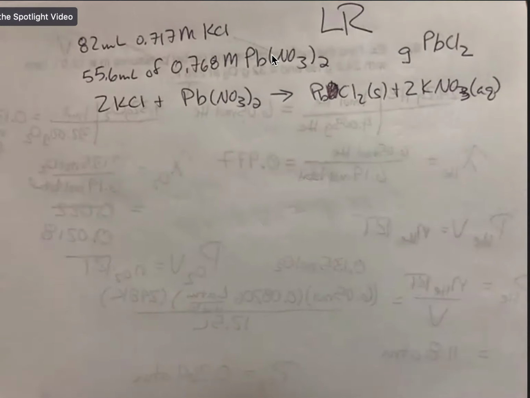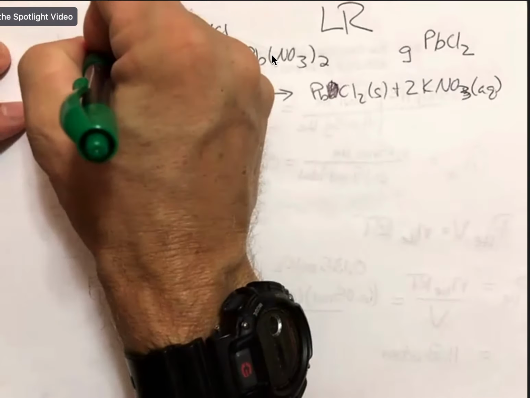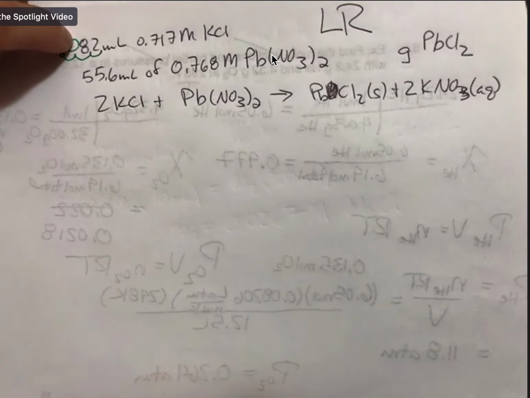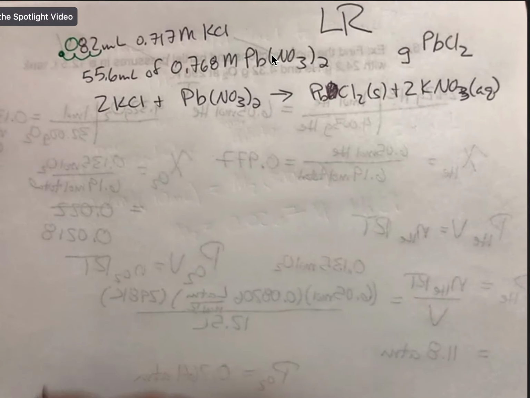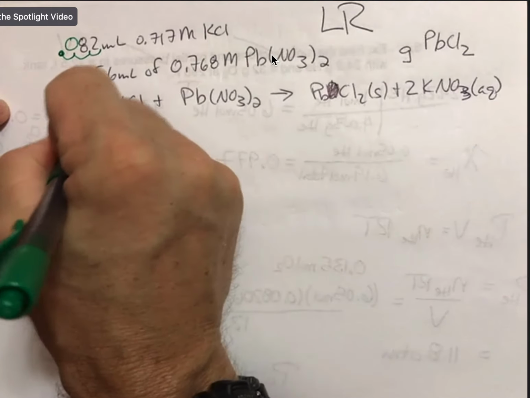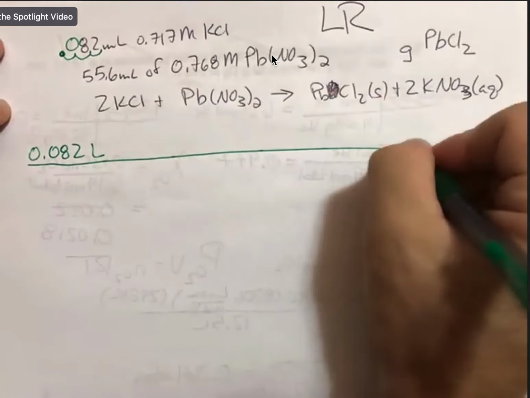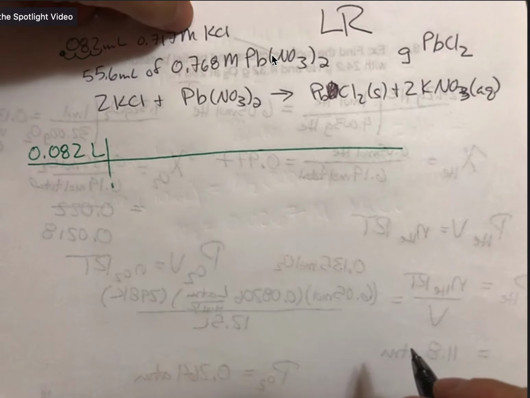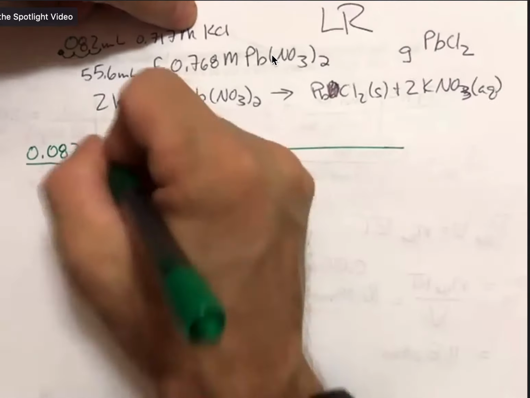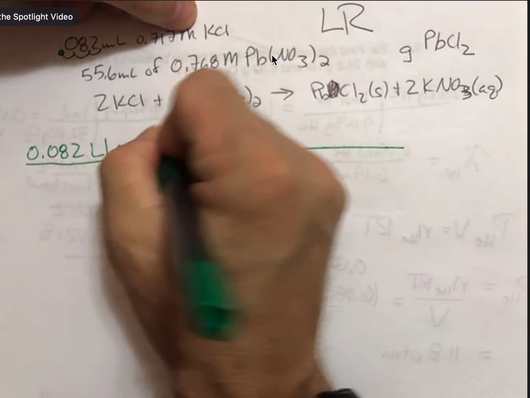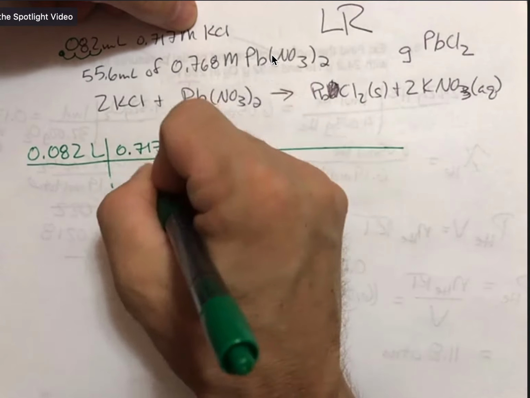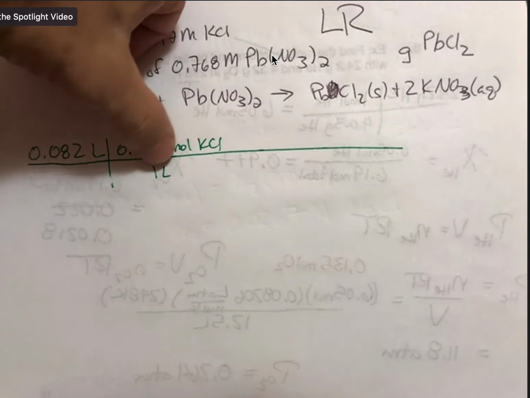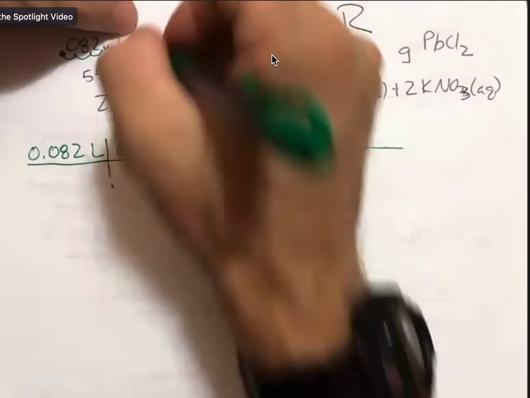I'm going to start with my milliliters, and I'm going to start by moving the decimal point 3 places to turn them into liters. I get 0.082 liters. I notice that my molarity of potassium chloride, molarity stands for moles per liter, I break those up to 0.717 moles of potassium chloride per liter. So all this is the molarity right here.